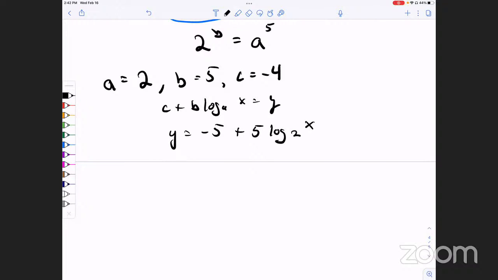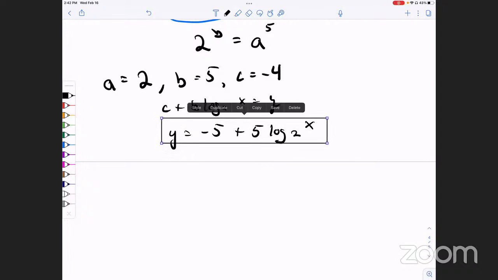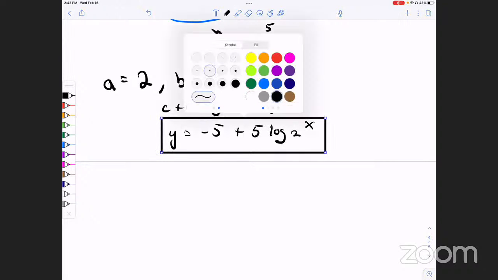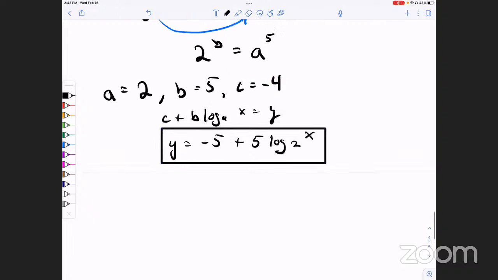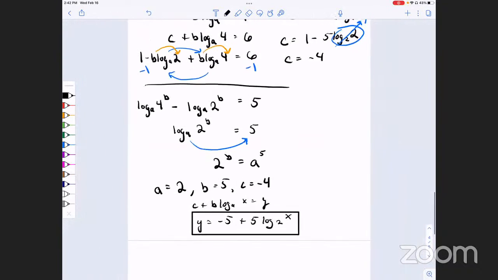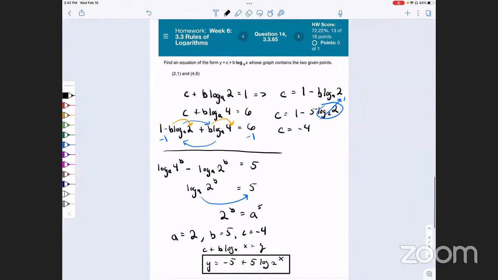So then we can check. Yeah, I thought we were gonna get out a little bit earlier. So we can check this before we submit it. All right. We want to make sure that this works for the given points.